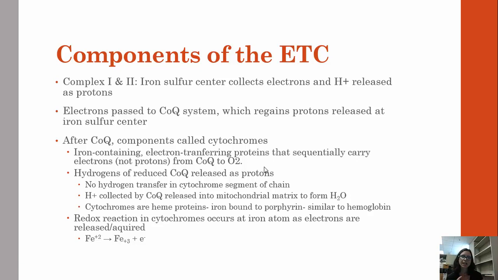Now, cytochromes are heme proteins. They're iron-bound to porphyrin, and it's a similar molecule to hemoglobin. Now, the way that these iron-centered molecules accept and donate electrons is by changing their charge from a +2 to a +3. This should be a superscript, not a subscript. So it goes from +2 to a +3 plus an electron. And by transferring back and forth between these two, it can accept and donate electrons.